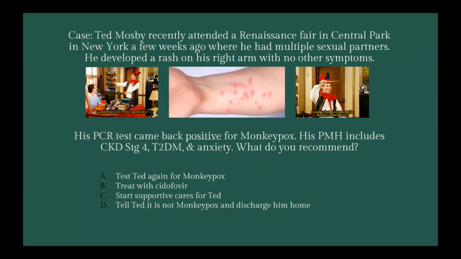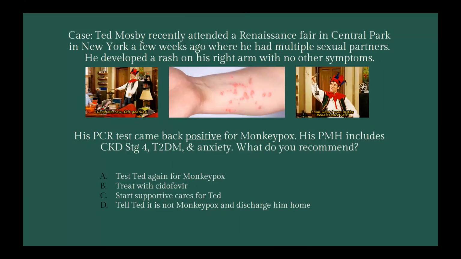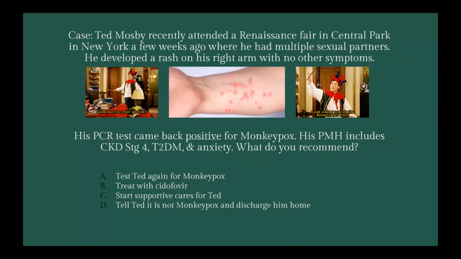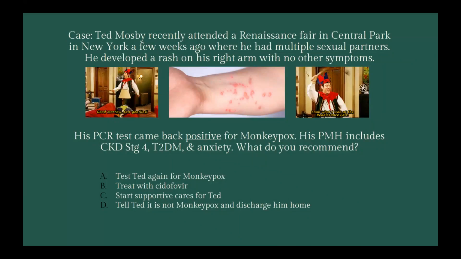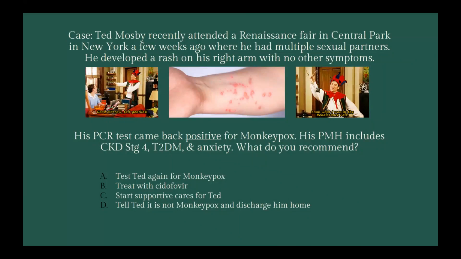All right, back to the case. Ted now got tested for monkeypox. His PCR test came back positive. His past medical history now includes CKD stage 4, type 2 diabetes, and anxiety. What do you recommend for him?